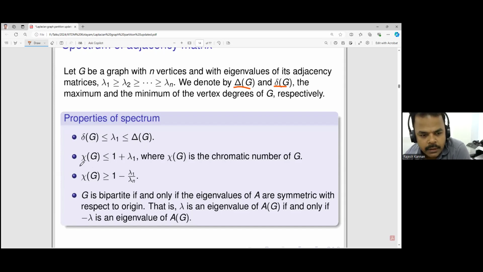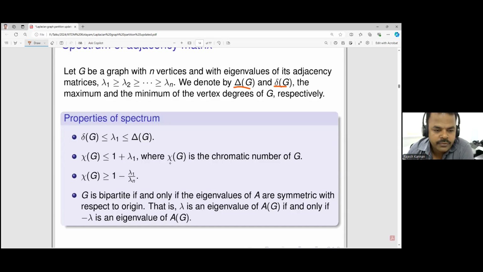The second is a little non-trivial. Chi of G is the chromatic number of the graph. The chromatic number means the minimum number of colors required to color the vertices of the graph such that no two adjacent vertices receive the same color. Computing the chromatic number of a graph is not an easy problem. Again, this is an NP-complete problem, I think. There's no easy algorithm to compute the chromatic number.